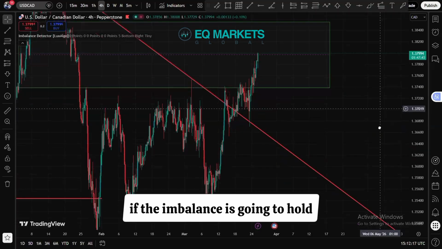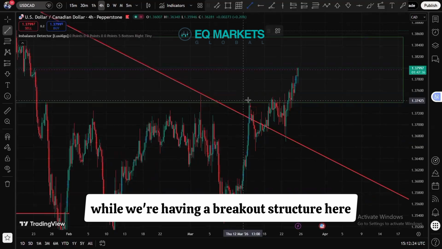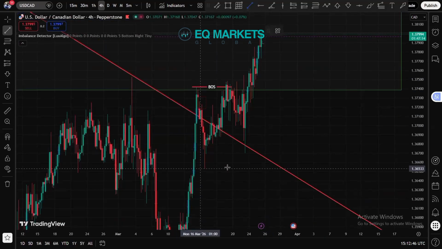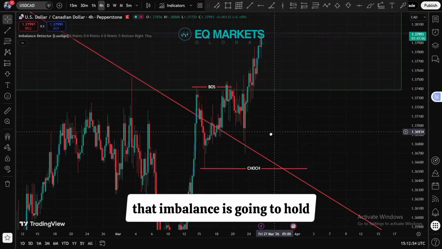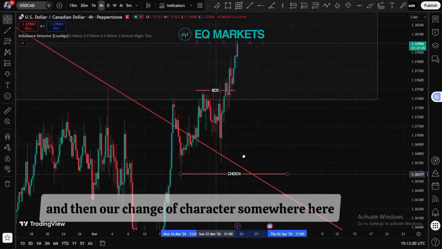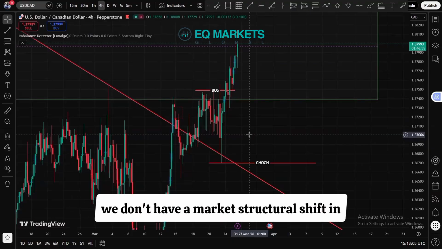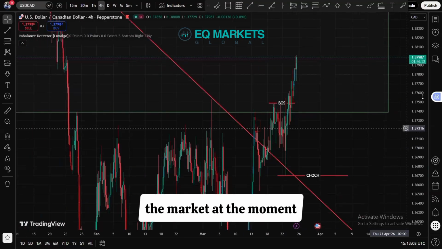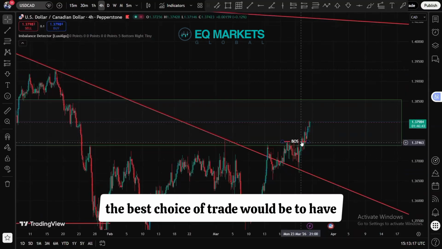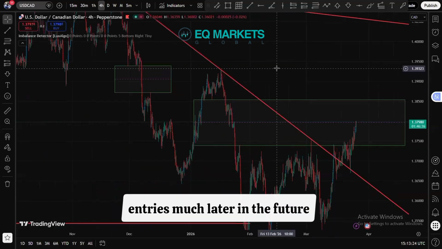If the imbalance is going to hold, what we'll most likely get is a change of character. So while we're having a break of structure here, we will alternatively have a change of character somewhere here, which suggests that that imbalance is going to hold. Alternatively, we can still move our break of structure here and then our change of character somewhere here. But until that happens, we don't have a market structural shift in the market at the moment. So at this point, the best choice of trade would be to have a buy trade running, okay? And then we're going to be talking about entries much later in the future.